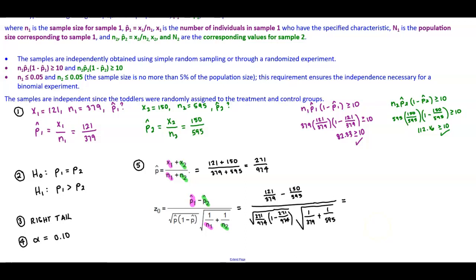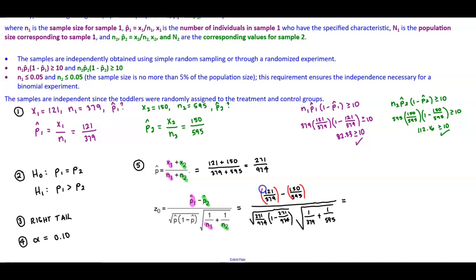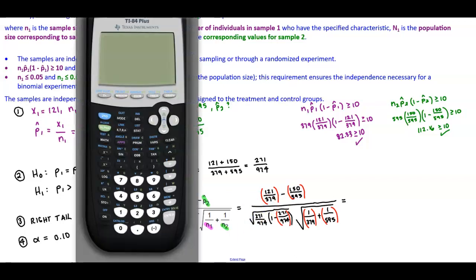Now let's plug this into our calculator. When you plug it in your calculator, you want to make sure that you're including parentheses. So we're going to use parentheses here, parentheses inside, and then parentheses here under the radical. It just doesn't create any mistakes with order of operations. So let's go ahead and do this. We have the numerator: parentheses 121 divided by 379, parentheses, and then minus 150 divided by 595, parentheses, press enter. Now this is the numerator, and we're going to divide that by what's in the denominator. We put in a parenthesis, and then the square root of 271 divided by 974, and then we put that in parentheses.